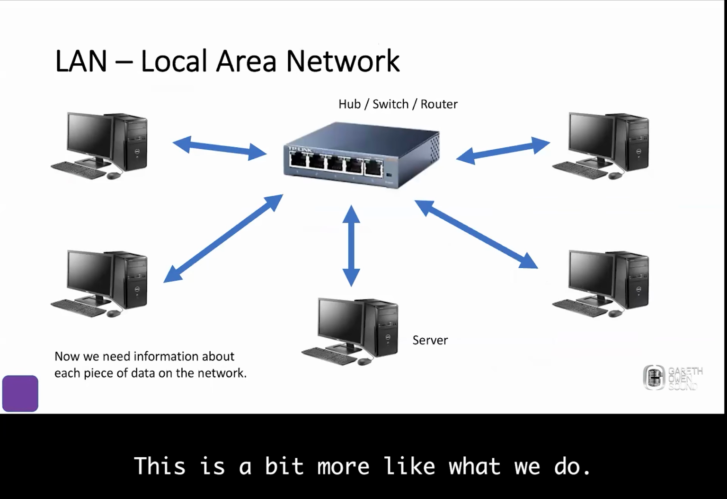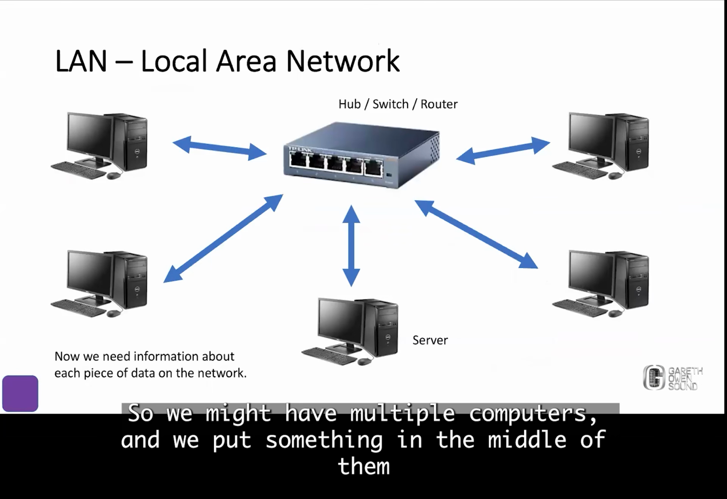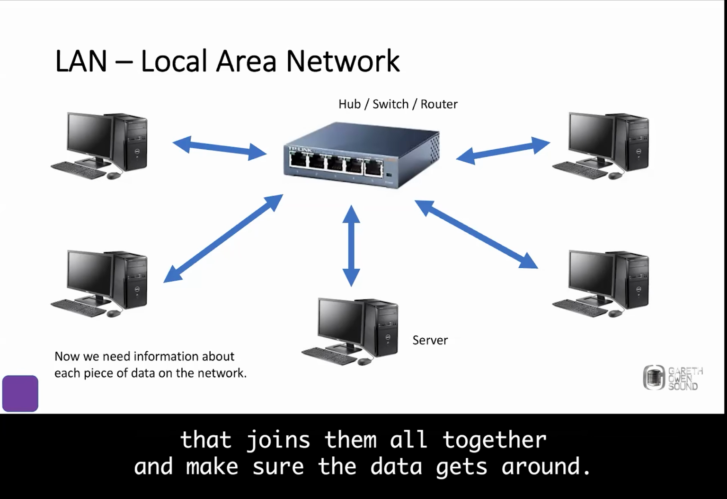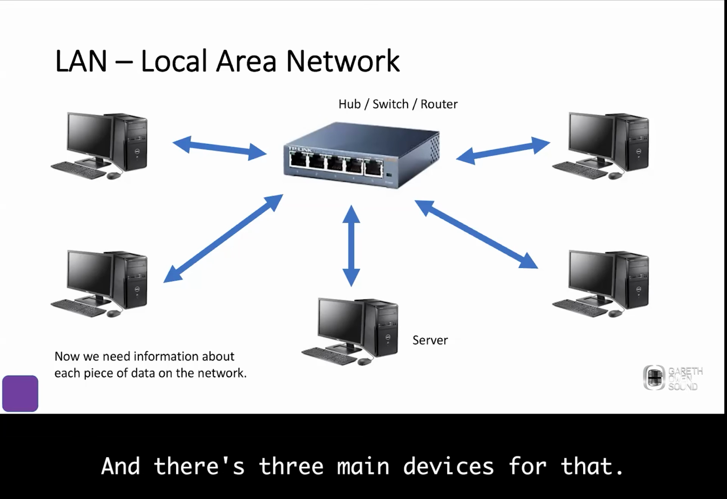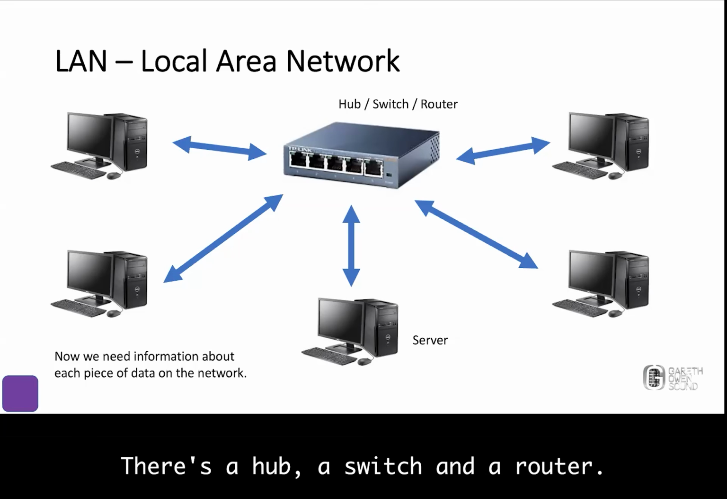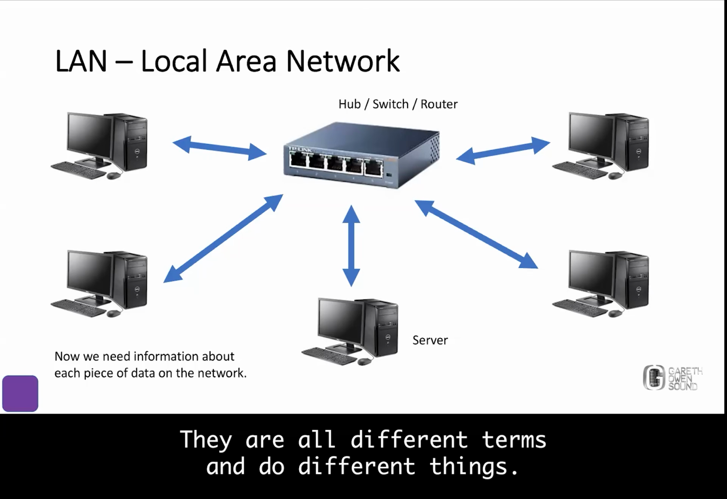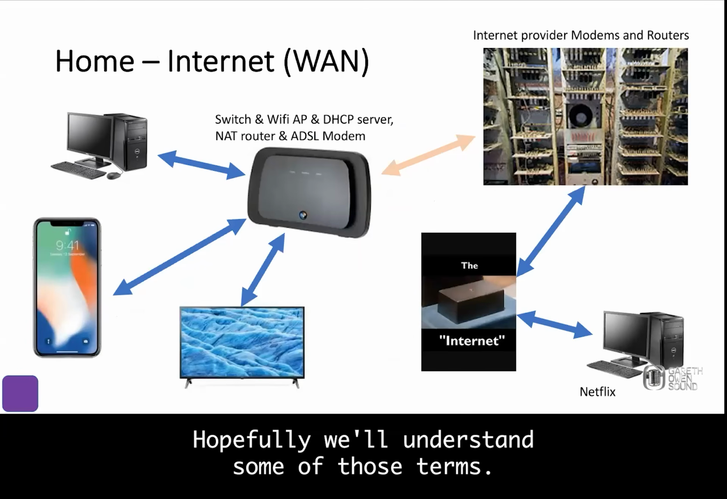This is a bit more like what we do. So we might have multiple computers, and we put something in the middle of them that joins them all together and makes sure the data gets around. And there's 3 main devices for that. There's a hub, a switch, and a router. They are all different terms and do different things. So by the end of this, hopefully we'll understand some of those terms.